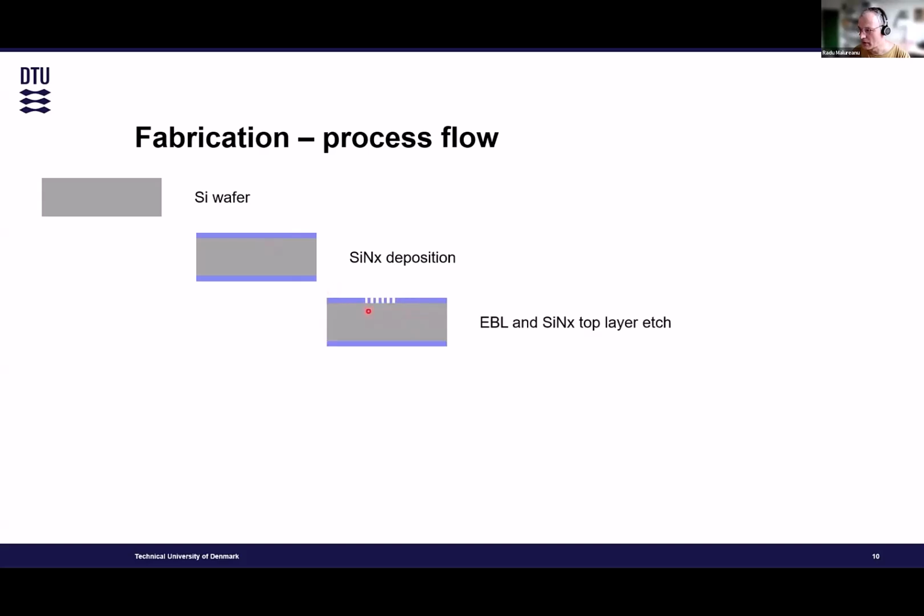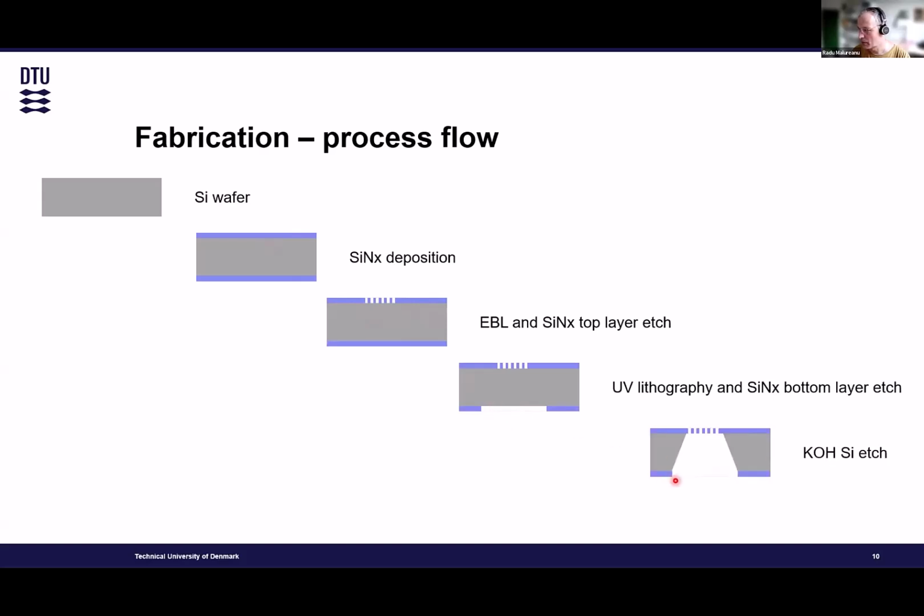Then we do an e-beam exposure and etch the silicon nitride on the top layer. We do a UV lithography and etch the silicon nitride on the bottom layer. And then when we put everything in KOH, we etch the silicon from beneath, and we have our membrane with the holes. So it seems quite a straightforward process. I'll show you a few issues that we have.